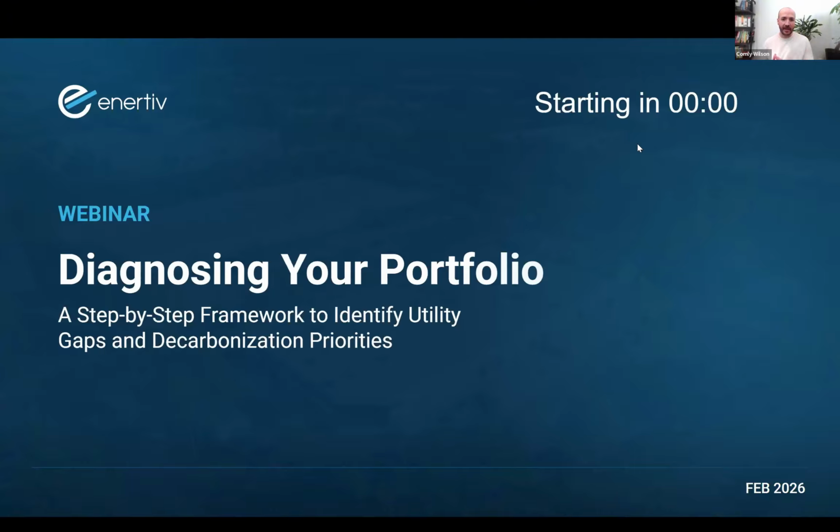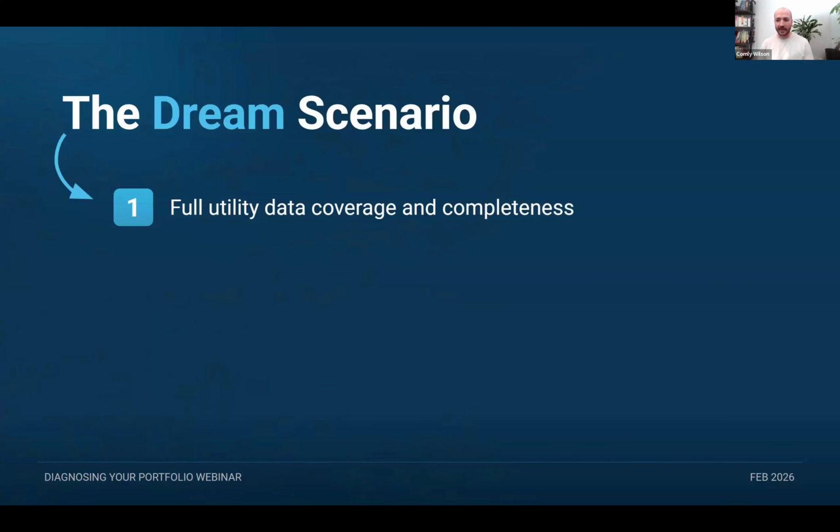So, the topic for today is diagnosing a portfolio of assets, a step-by-step framework to identify utility gaps and decarbonization priorities. And we'll talk about the context here and then get into the meat of it pretty quickly. So let's start with the dream scenario for decarbonizing a commercial real estate portfolio.